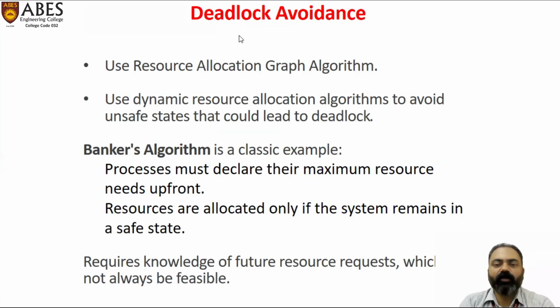In this algorithm, processes must declare their maximum resource need upfront before execution, and resources are allocated only if the system remains in a safe state. But there is a constraint: it requires knowledge of future resource requests, which is not always feasible.